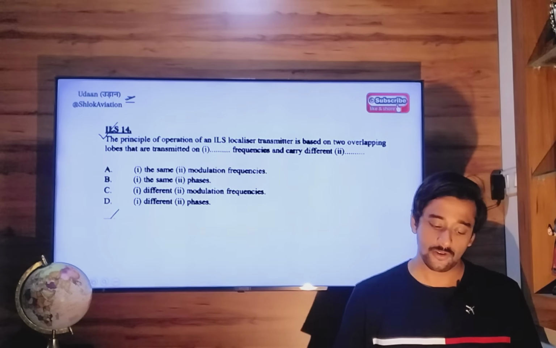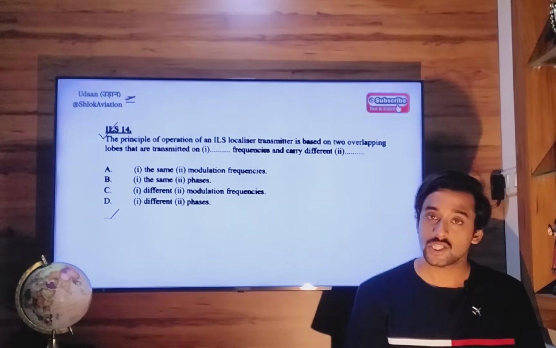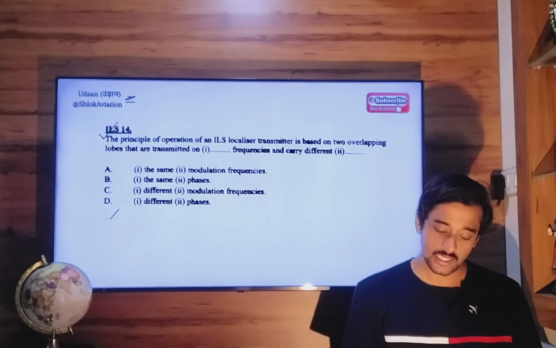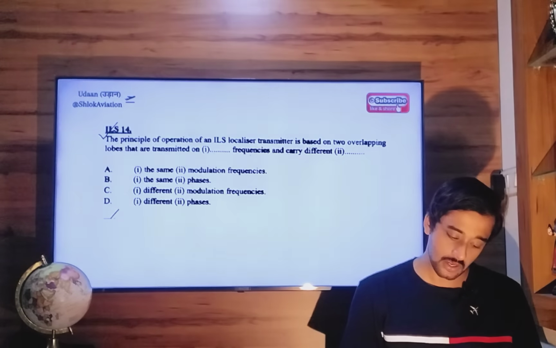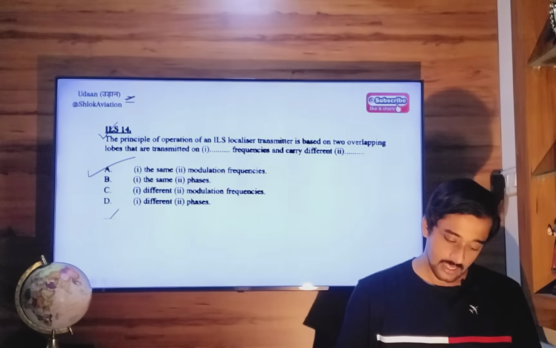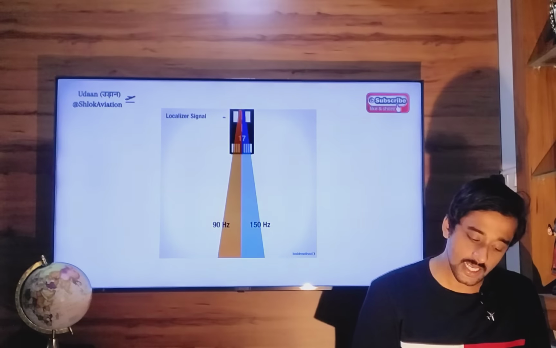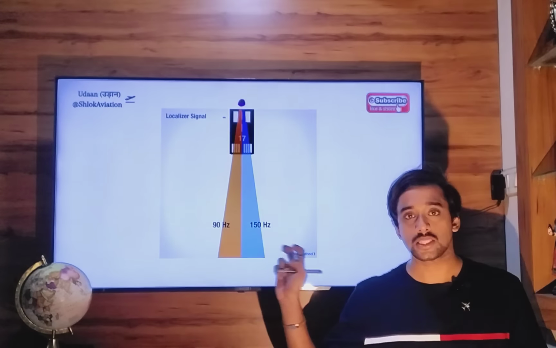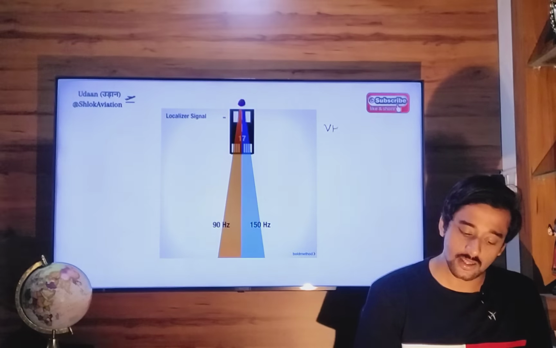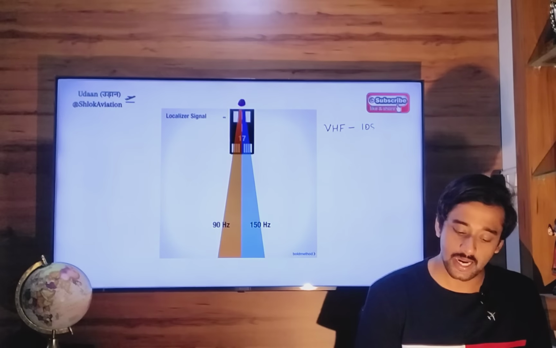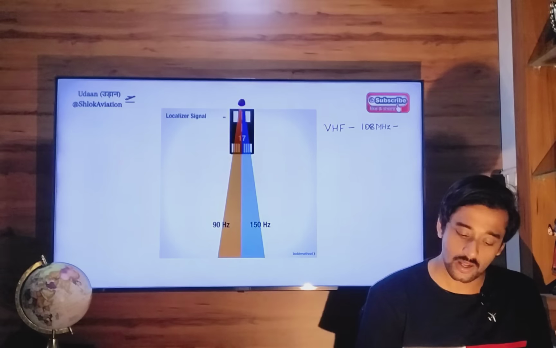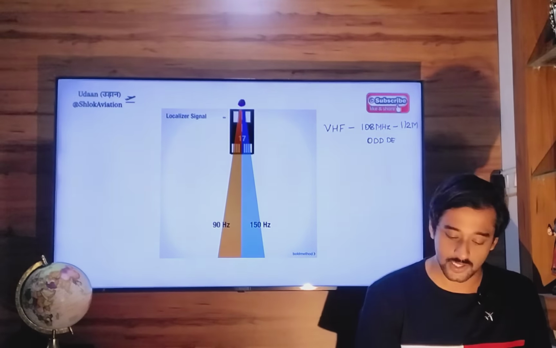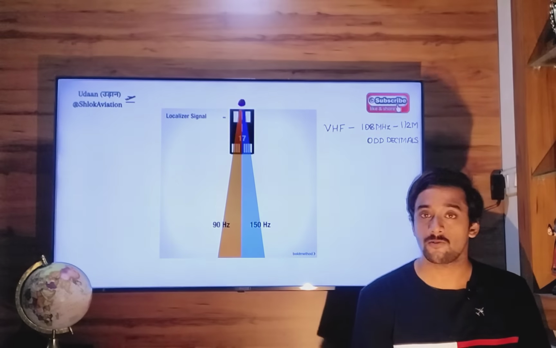The principle of operation of an ILS localizer transmitter is based on two overlapping lobes that are transmitted on the same frequency and carry different modulation frequencies. So option A. Like I said, the localizer antenna, which is situated at the other end of the runway, will transmit these two signals. It transmits these signals in the VHF band between 108 MHz and 112 MHz. All the frequencies must have odd decimals. Even decimals are reserved for VOR.